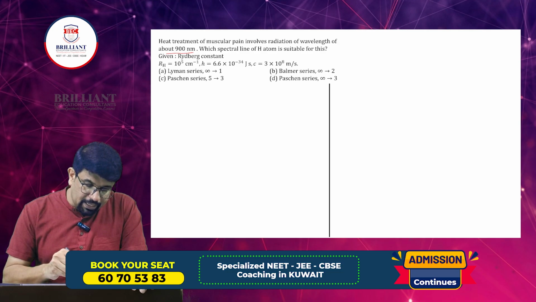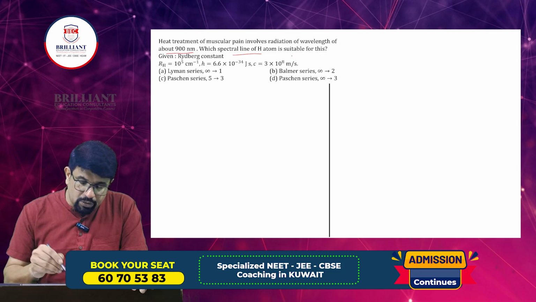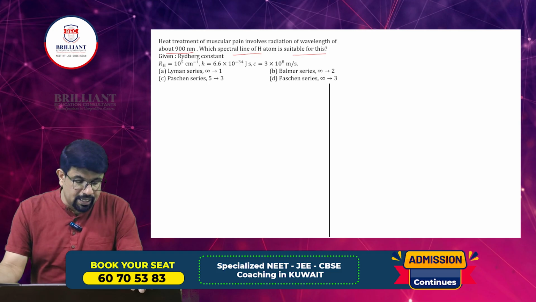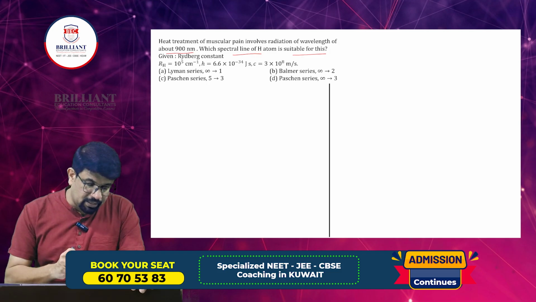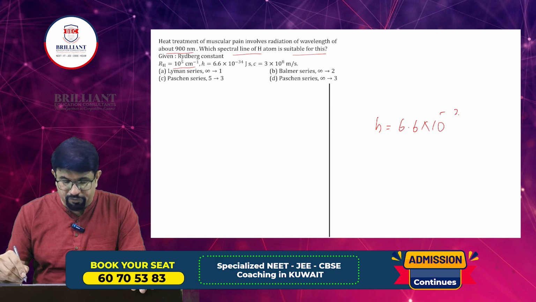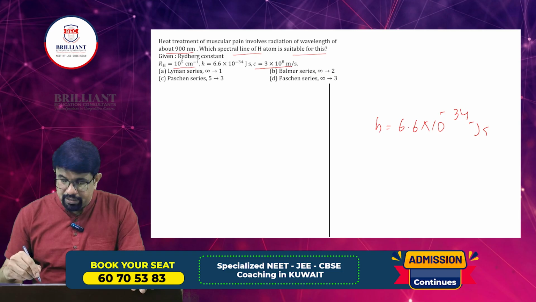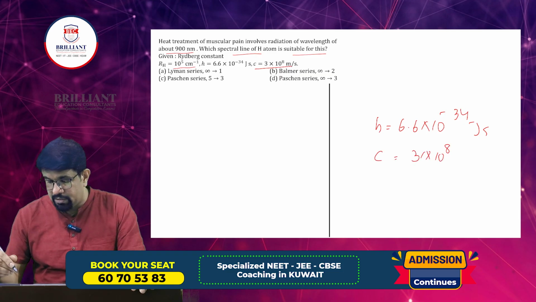Which spectral line of hydrogen atom is suitable for this? Here they are given Rydberg constant in centimeter inverse, it is 10 raised to 5, and Planck's constant H is equal to 6.6 into 10 raised to minus 34 joule second, right? Then C, the velocity, is also given, 3 into 10 raised to 8.